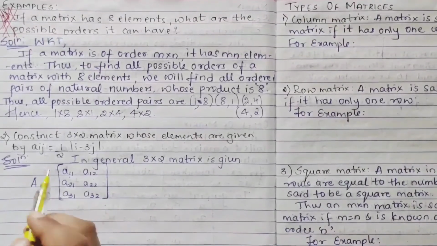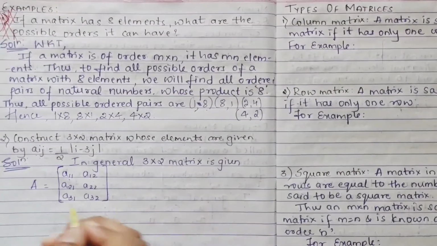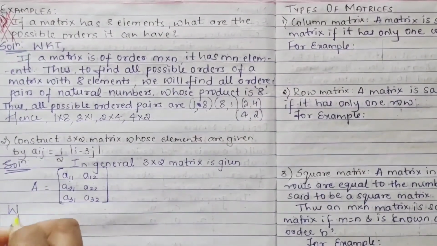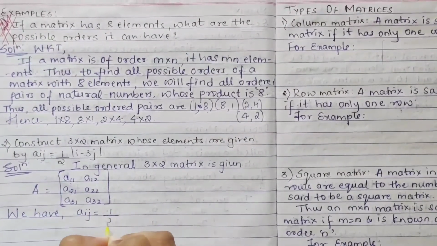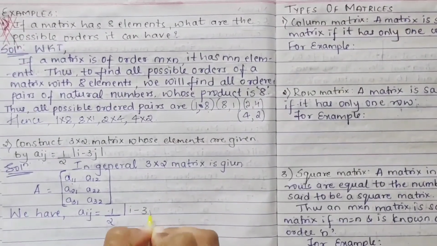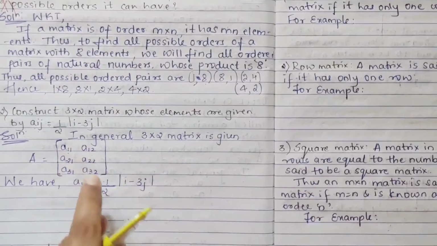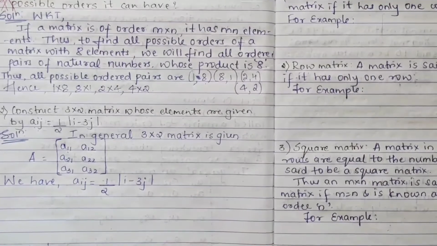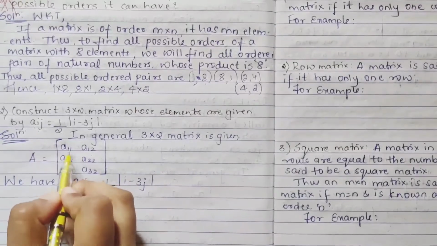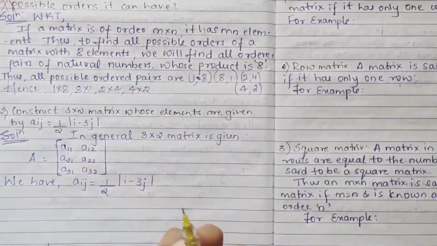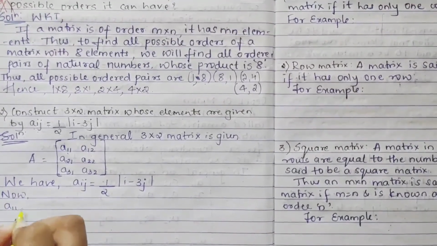Here they have given you the condition, and we can write it: Aij is equal to 1 by 2 modulus of I minus 3j. So for each particular element you have to fill it in and check what element you get. I will be your row, j will be your column. So we'll start now.